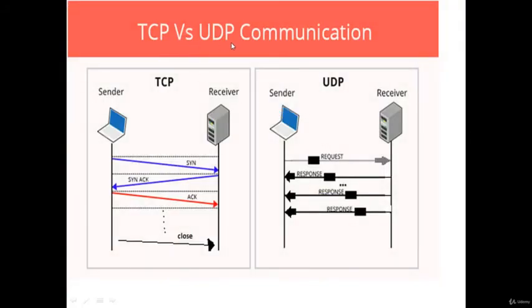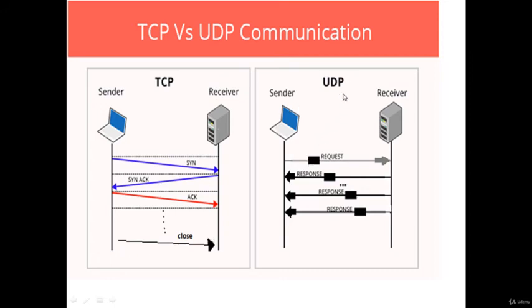Okay, TCP versus UDP communication. As you see, this is TCP, from a socket programming point of view. Look at TCP on the left: sender and receiver. The sender starts by sending. The receiver responds by sending an ACK. The sender responds with an ACK. Now we have started the connection, until the receiver, or the server, or the sender closes the connection.